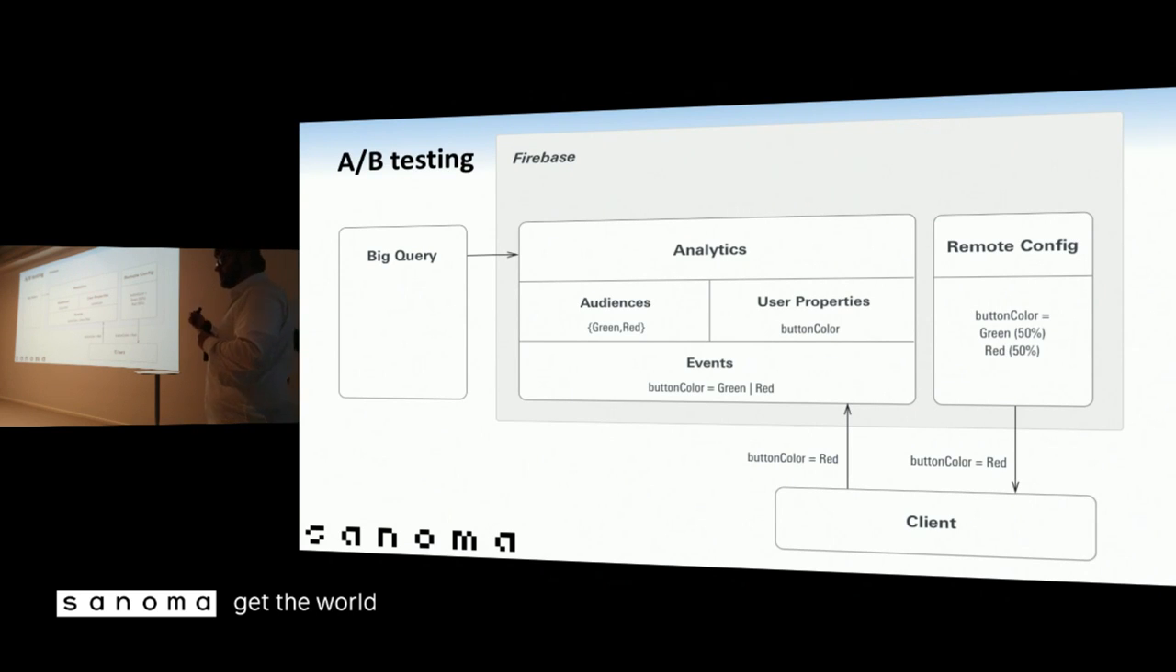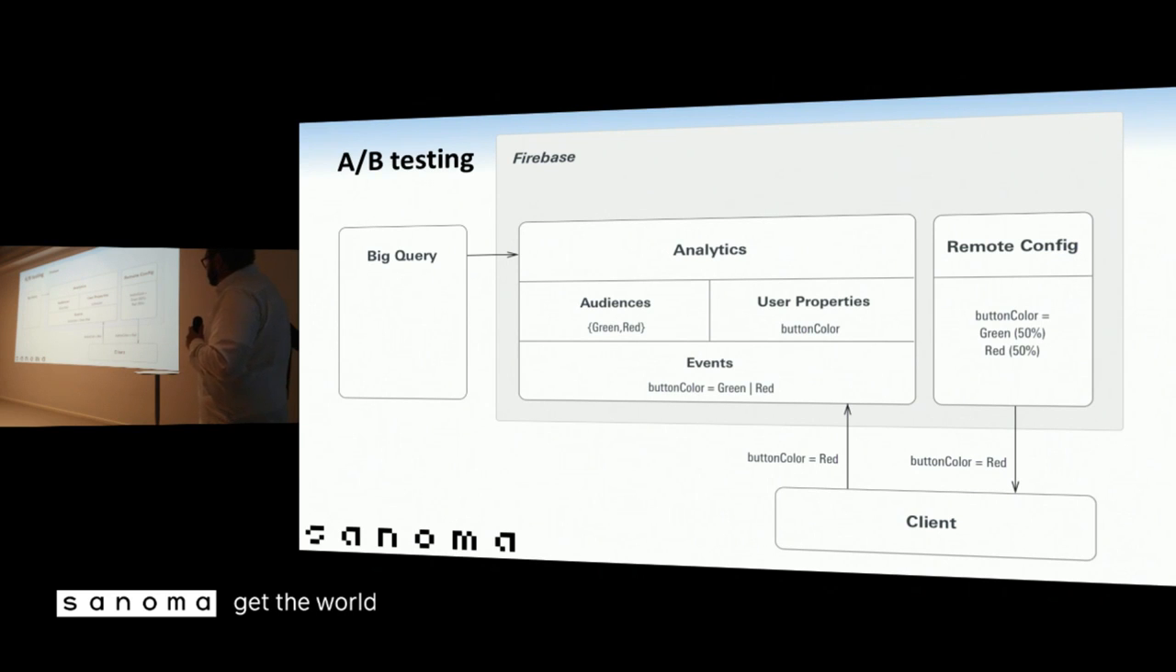A/B testing is an example of how those components can work together. So it's just an example. We have the Firebase with analytics, and we have the remote config. Analytics, you see, has multiple parts, audiences, user properties, and events are taking place here. And we got a remote config. You can define an audience. In this case, there's a green audience and a red audience. You got a user property, which is the button color, like the call to action button, maybe. And you want to try out if the green or the red one is better.